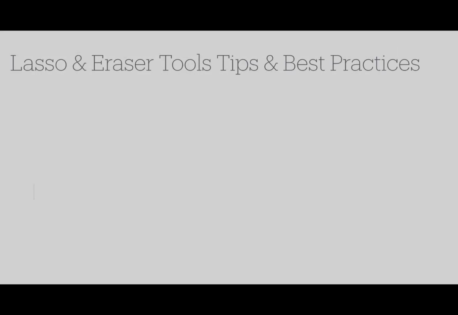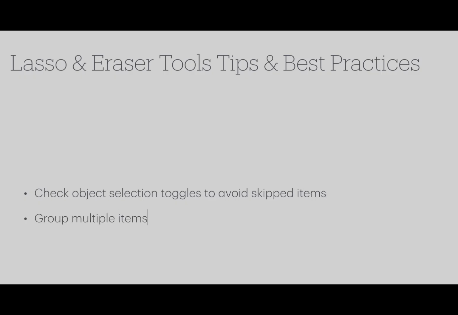And now your tips and best practices. When using the lasso tool, always check your object selection toggles. If something isn't selecting 9 times out of 10, it's because the correct toggle is turned off, a common beginner mistake. Grouping multiple items helps keep layouts tidy. For cleanup, whole line erase lets you fix mistakes quickly while keeping your notes readable and neat.